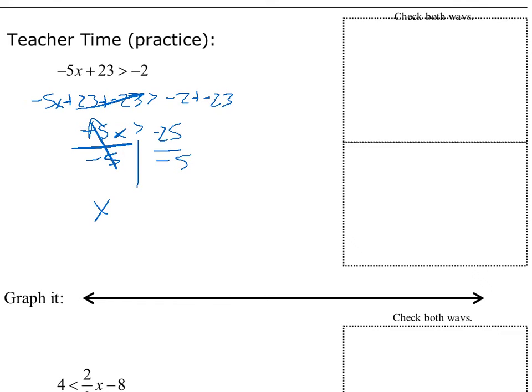So you're going to see me flip the inequality symbol here. Remember, I'm only doing that because the division is both sides by a negative. Negative 25 divided by negative 5 is a positive 5. I get x is less than 5.